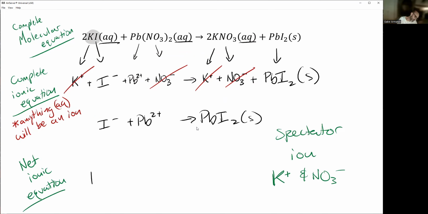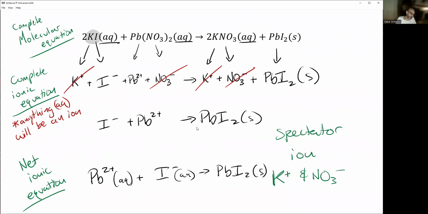The net ionic equation is always going to start with the positively charged one. And I'm going to add phase tags this time, plus I minus, which is also aqueous, yields lead iodide solid. Now I'm going to balance it.